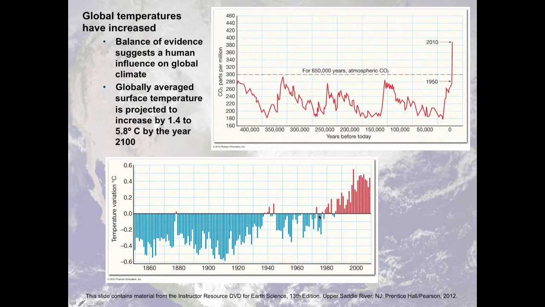You see that temperatures in general were below the long-term average. But here we have a period of time from 1980 and beyond where global temperatures are well above their long-term average, which suggests that in fact global temperatures are rising and actually rising fast.